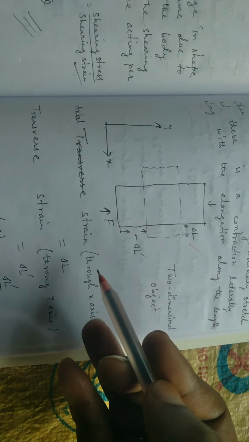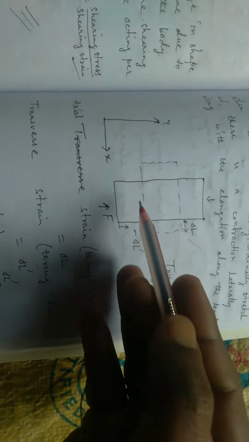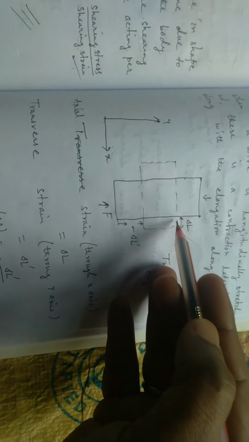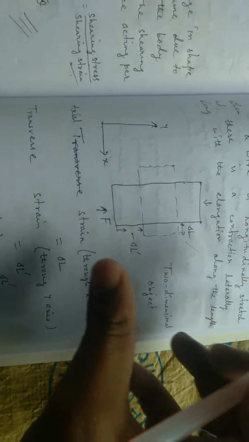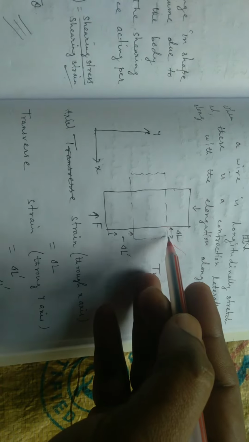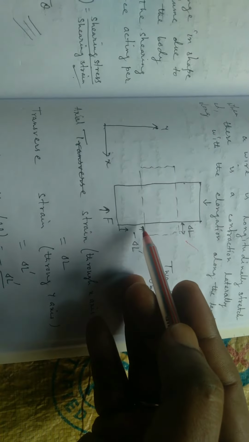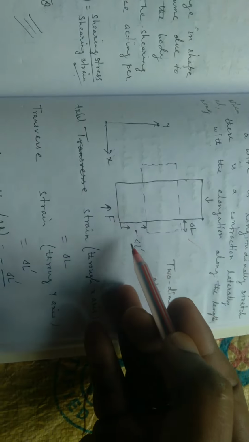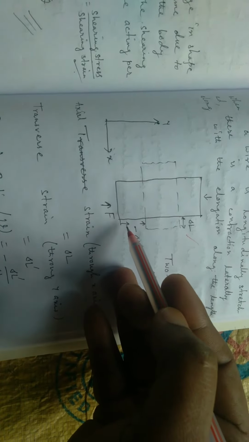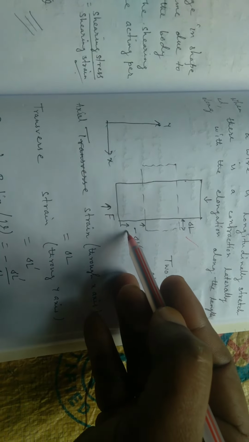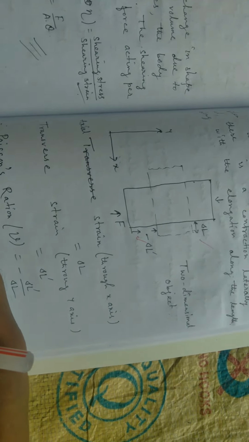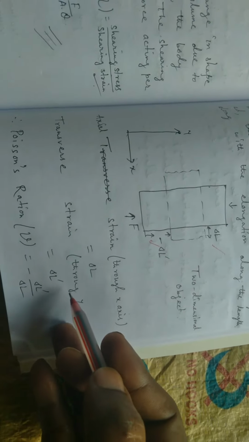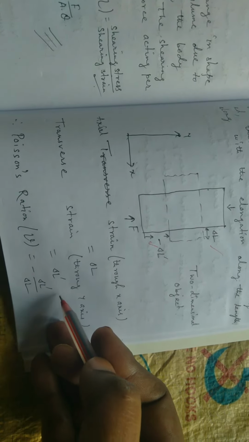Here the axial strain, through the x-axis, after the contraction or stretch, will be delta L along the x-axis. This is called axial strain, and the transverse strain is along the y-axis. So this is minus delta L dash, because this is decreasing, that's why the negative sign is introduced. So minus delta L dash is the transverse strain.